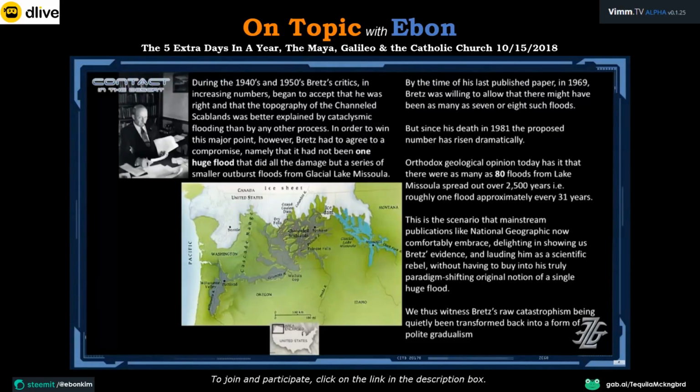damage. But one flood wouldn't do it, not from the tiny catchment area of glacial Lake Missoula. They need more floods. And by the time of his last published paper in 1969, because it provided a source for the water, but always reluctantly, Bretz was willing to allow that there might have been as many as 7 or 8 floods.